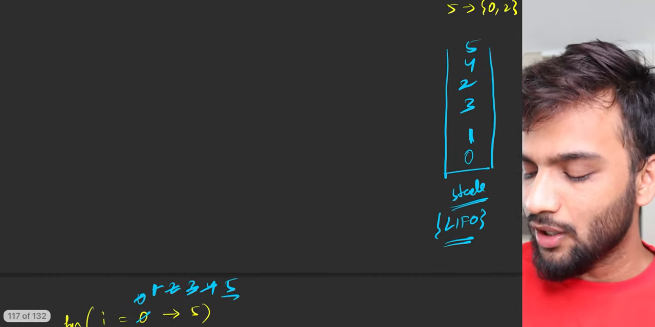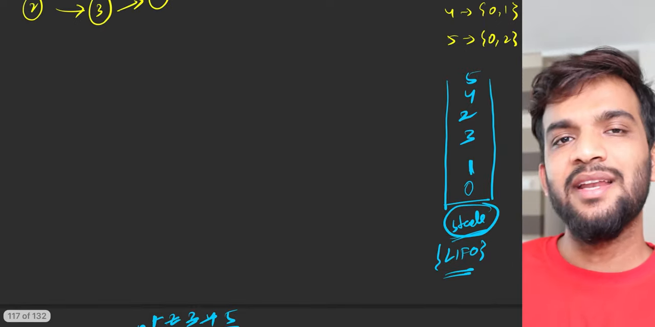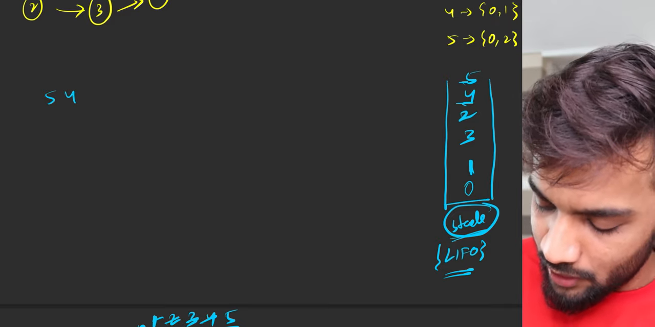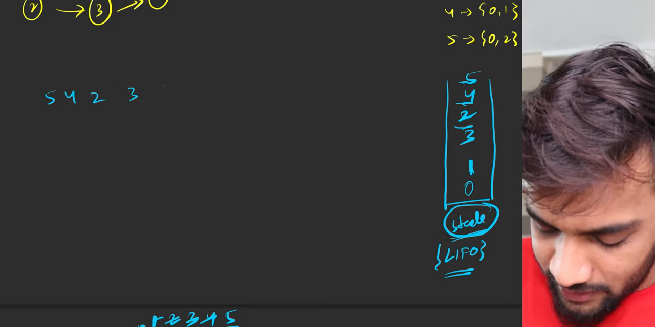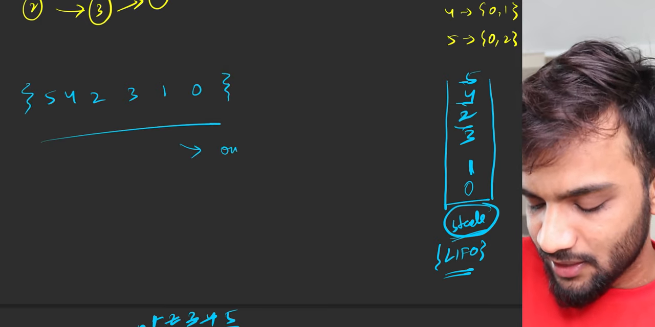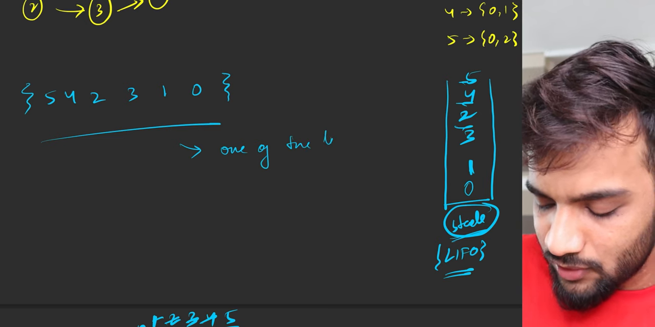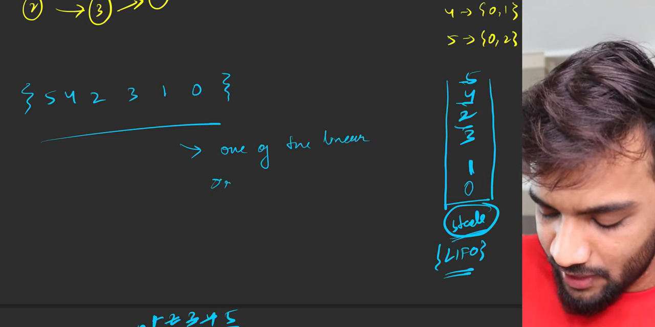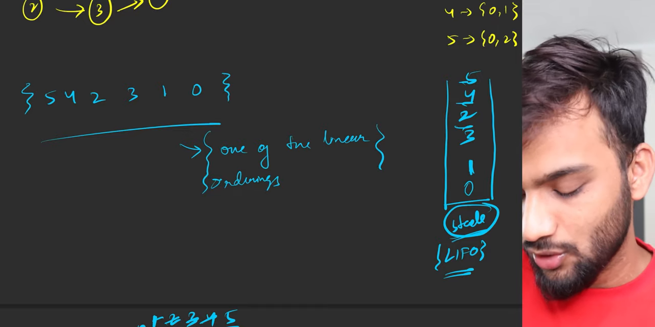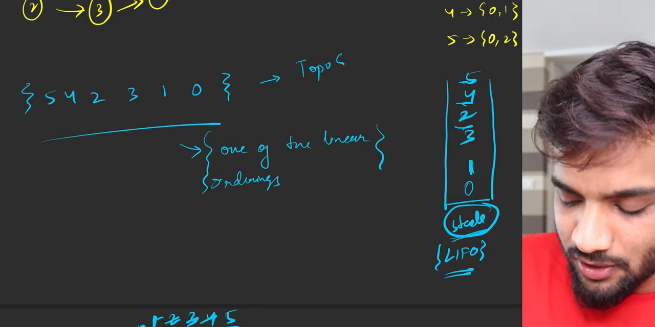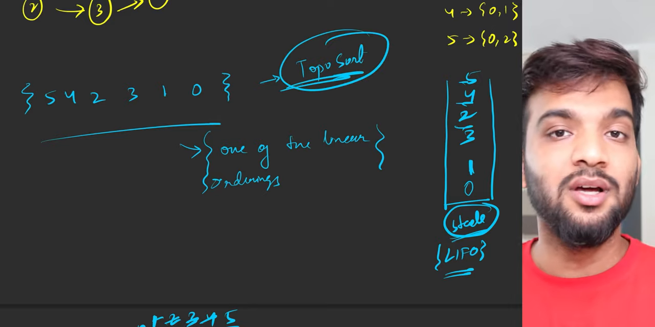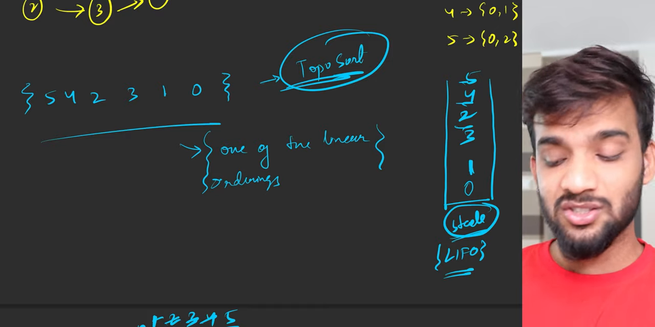Once the DFS call is over, whatever you stored in the stack, take it out one by one. The first thing that you take out is five. Next thing you take out is four. Next thing two, next thing three, next thing one, next thing zero. This is one of the linear orderings that you can get. Very, very important. And this is what is known as topological sort of this particular graph. I hope that does make sense.